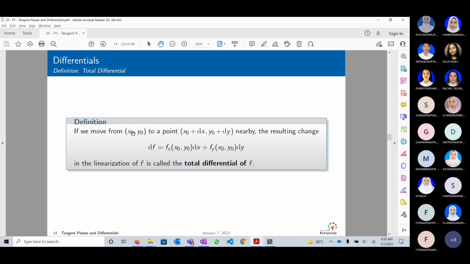Jadi kalau kita berpindah ya dari sebuah titik x0, y0 ke titik yang dekat, ini dx, dy ini selisih perpindahannya. Ya. Selisihnya di x berapa, selisihnya di y berapa, dan cukup kecil, gitu ya. Makanya di sini ada kata-kata nearby. Maka perubahannya, ya, yaitu df sama dengan ini disebut sebagai total diferensial dari f.